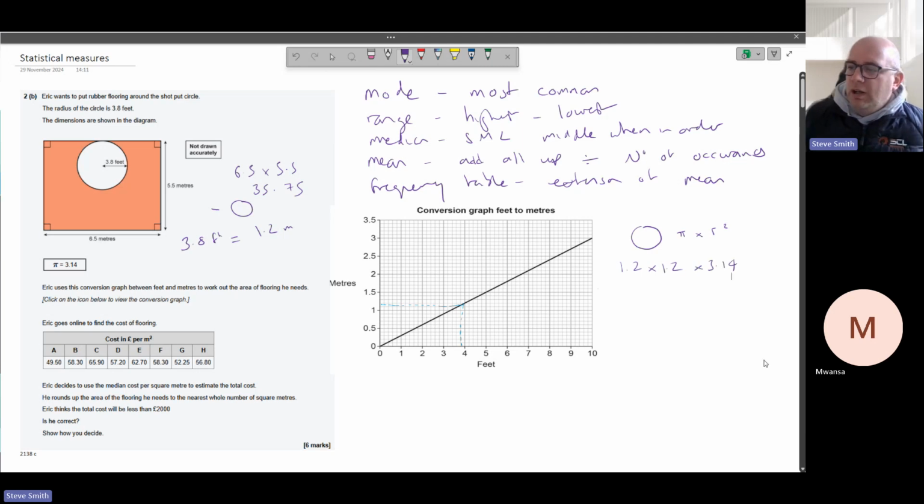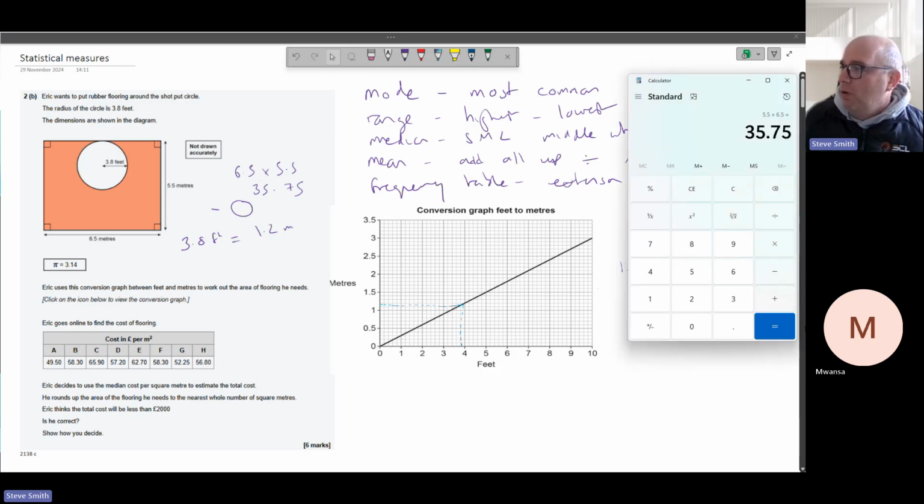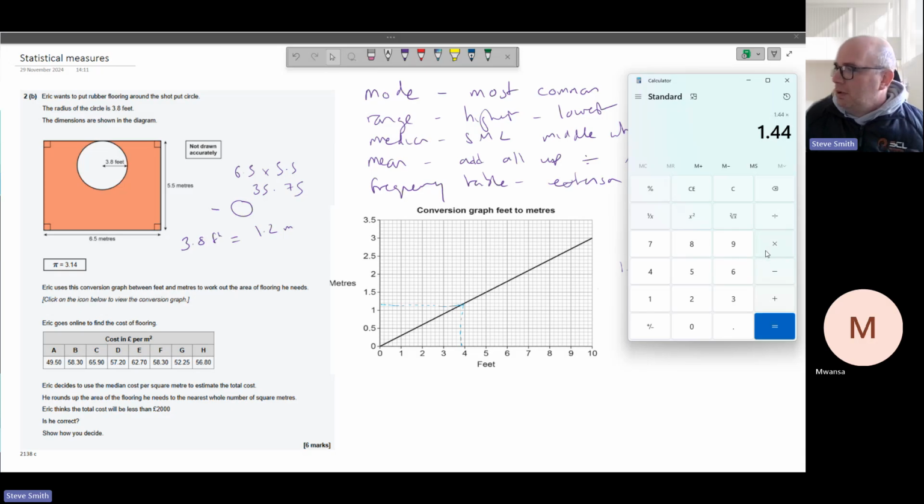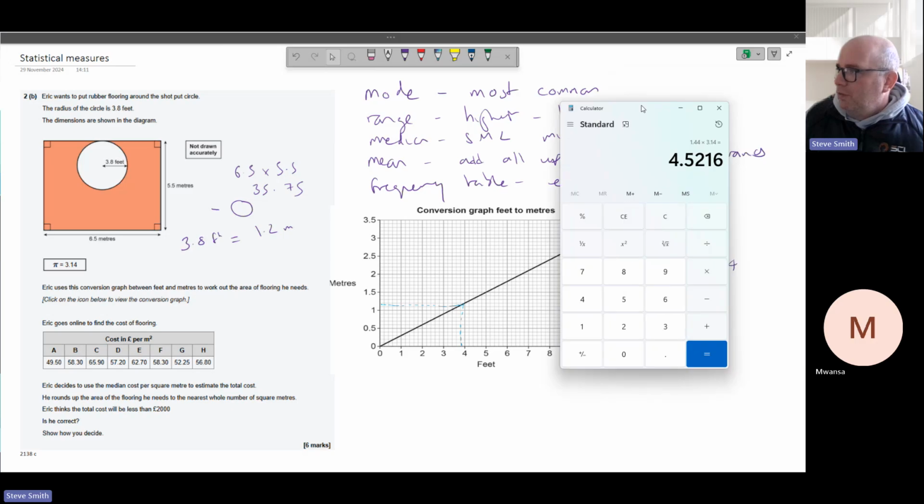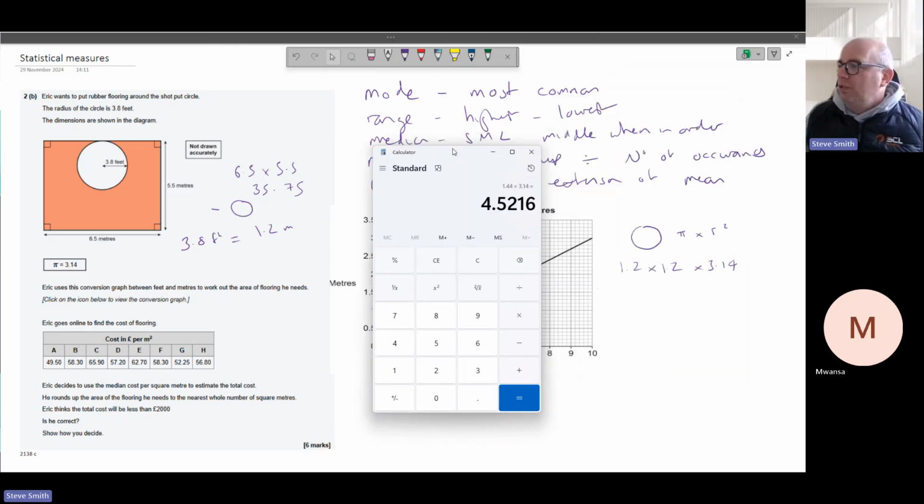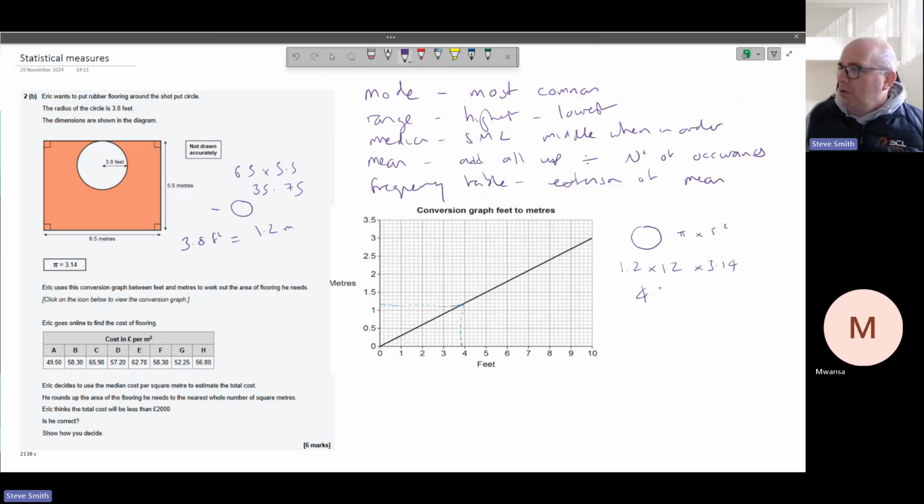If you have got a calculator that's got a pi button on it, don't use it in your exam. Use 3.14, only because it makes it easier when it comes to rounding it up in the same way that they've rounded it up. So 1.2 times 1.2, that's the radius squared, times pi, 3.14. And that gives us 4.5216.